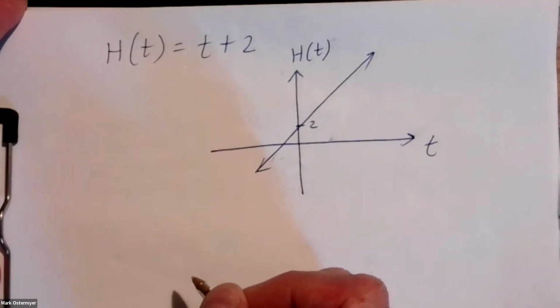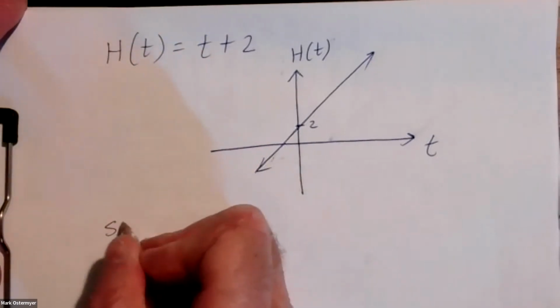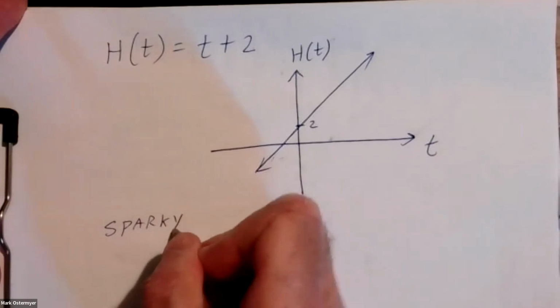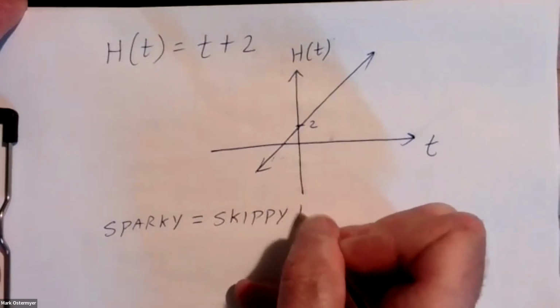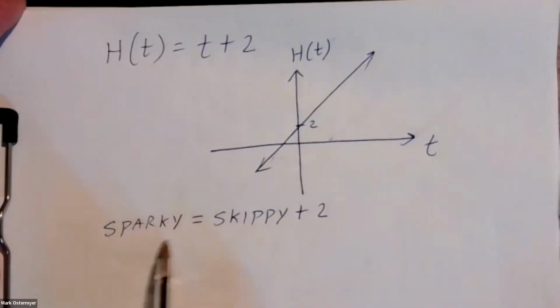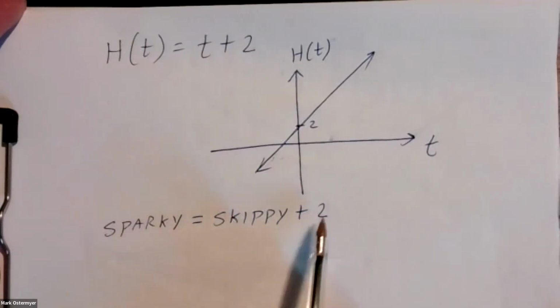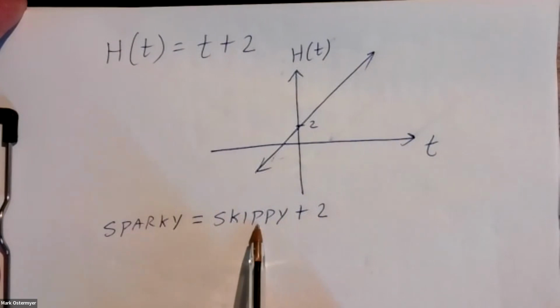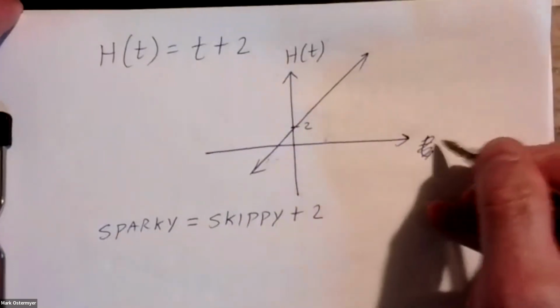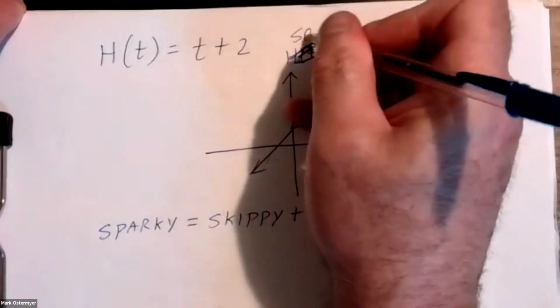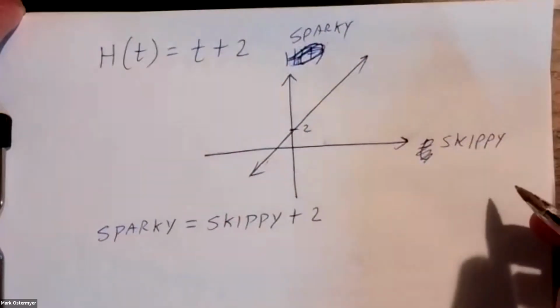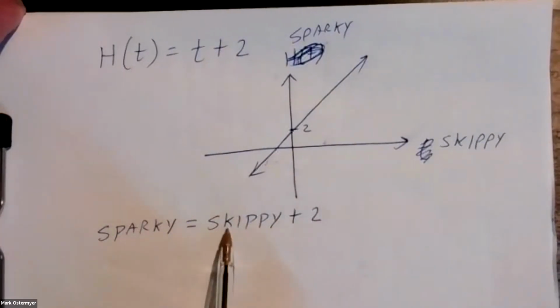You can become very imaginative now. For instance, I could call my output variable Sparky. Sparky is equal to Skippy plus 2. Do you agree, ladies and gentlemen, it's still the same function? These are still the same functions because the definition hasn't changed. I'm still adding 2 to the input. The only difference is in graphing this, I would call my horizontal axis the Skippy axis. The vertical axis would now be called the Sparky axis. No difference, still the same function, still the same graph, because the definitions are the same.